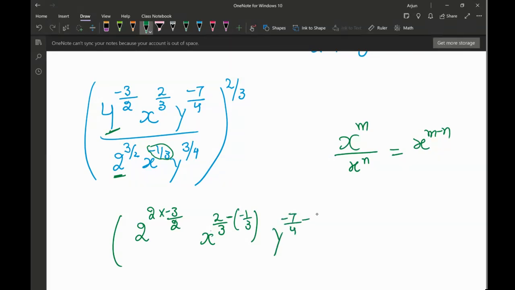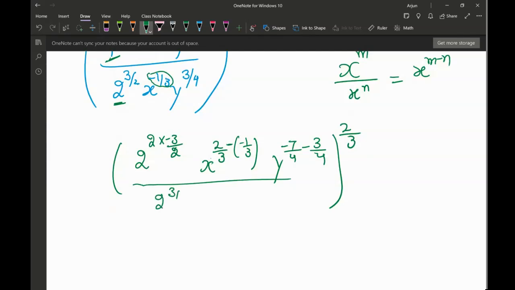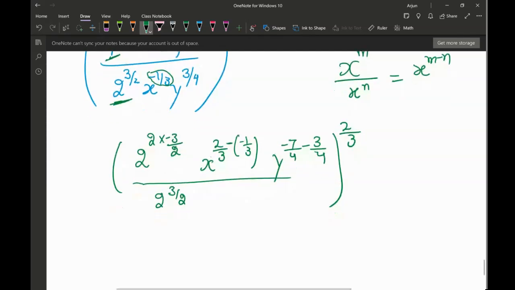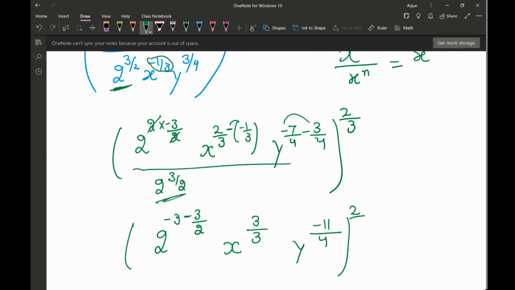7 over 4 and minus 3 over 4, and then 2 over 3 here, and then there was 3 over 2 left over here. This I haven't moved still. I can cancel these two, and I'm left with 2 raised to power negative 3 and minus 3 over 2. Now I can bring this on top, and then x raised to the power 3, common base, and negative negative will become plus, this will become 3, and y, this will become 4, and negative 7 negative 3 will give me negative 11, and then 2 over 3.